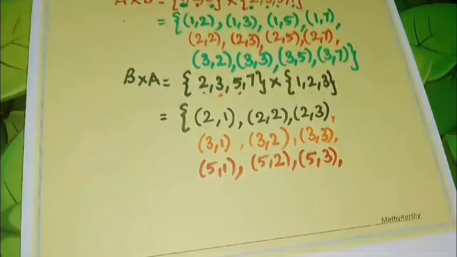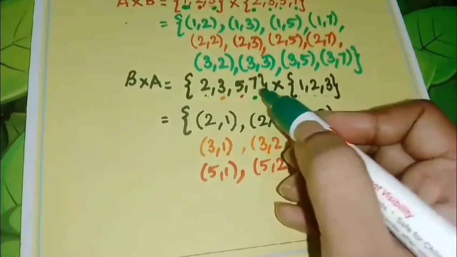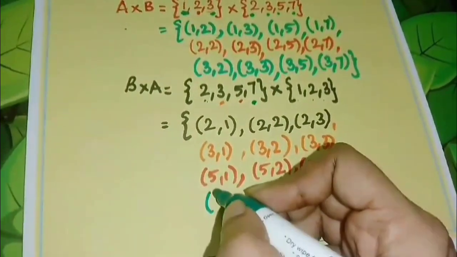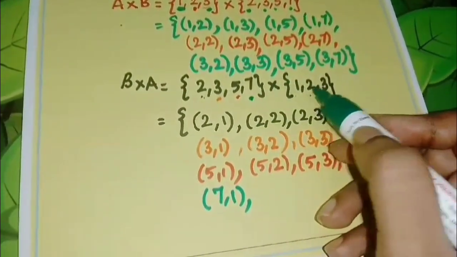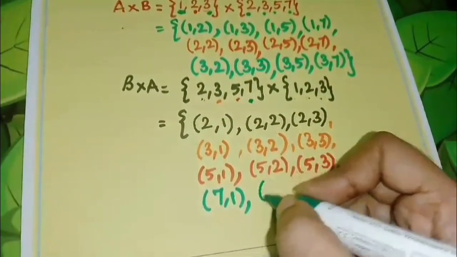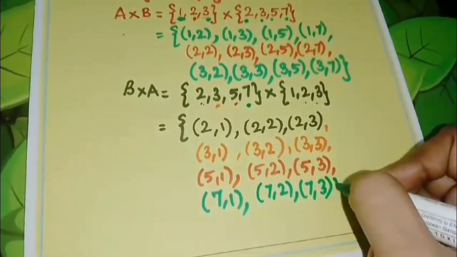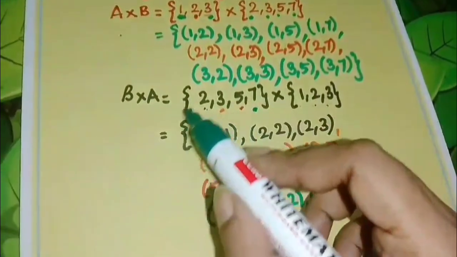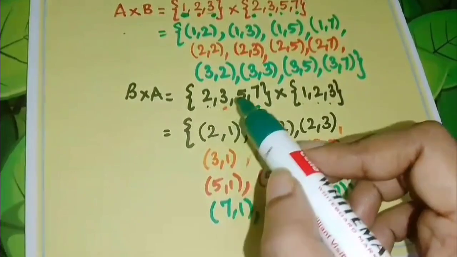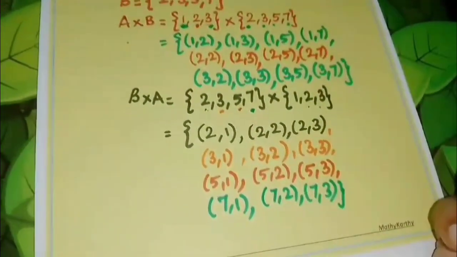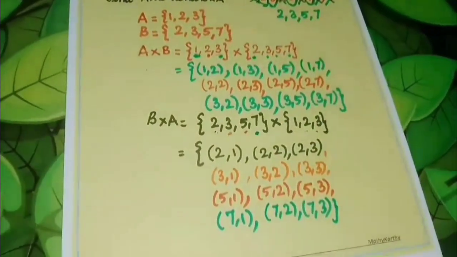And what is our next element in our set B? It's nothing but 7. So we'll be getting the element (7, 1). It will be pairing with 2 and 3. So it will be (7, 2) and (7, 3). So in this way we have exhausted all the elements in the set B and we are left with no other elements in set B with which we can form pairs, and thus we have got the answer, and this is nothing but B cross A.